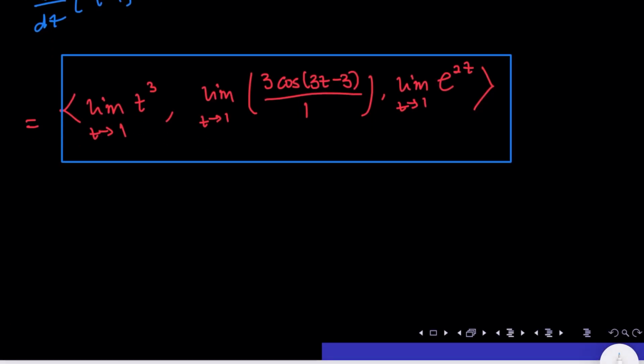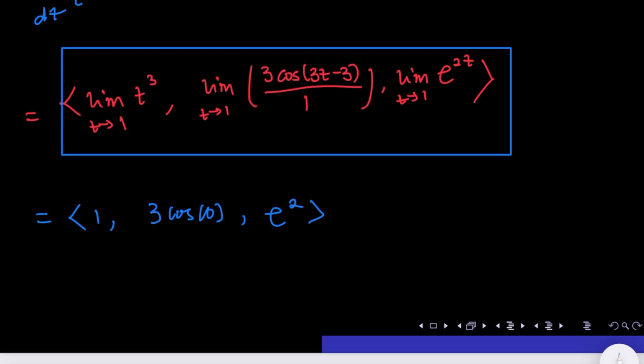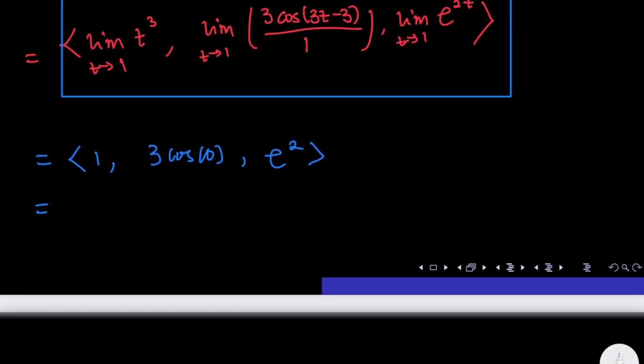Now we take the limits of each of the components. So we're going to have 1, then 3 cosine of 0, then e^2, which will be simplified to i plus 3j plus e^2 k. So that's our limit.